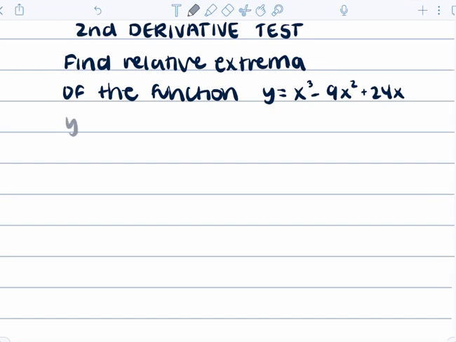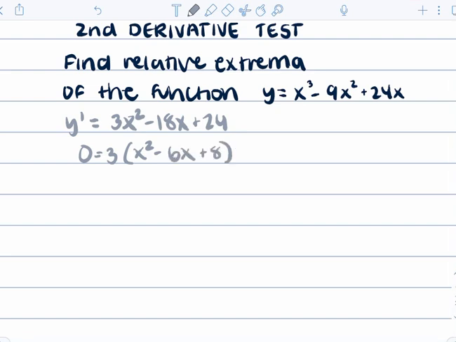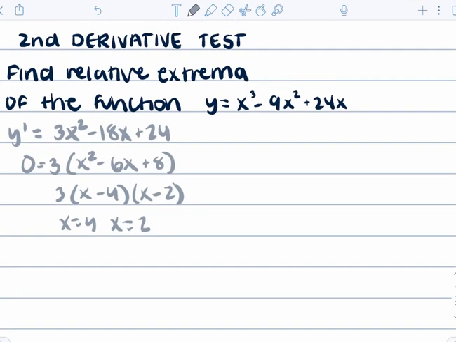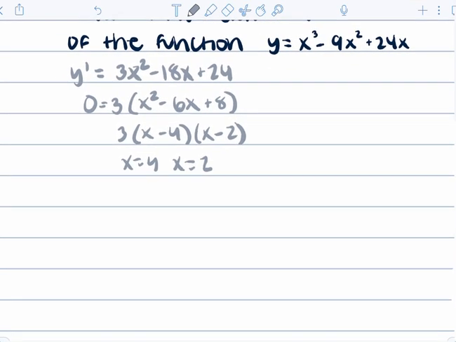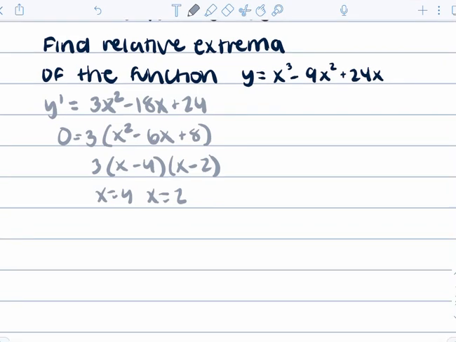So we have the derivative of y equals 3x squared minus 18x plus 24. We can factor that, and then that would be our critical points. And now we need to plug it into the second derivative. So first find the second derivative, again using chain rule.